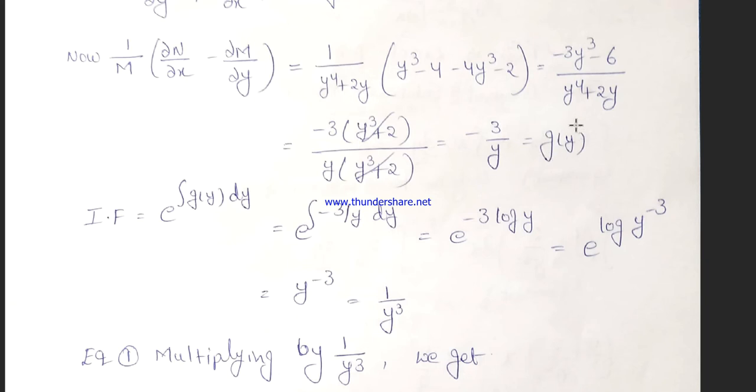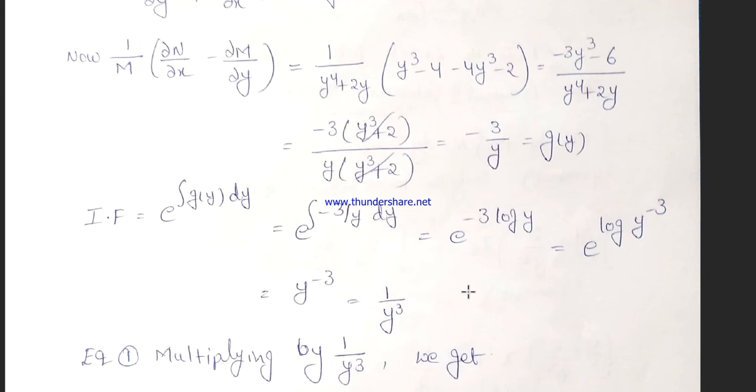It is a single variable function in y. So the integrating factor equals e power integral g of y dy, equal to e power integral minus 3 by y dy, equal to e power minus 3 log y. The integration of 1 by y is log y. Already we discussed how to write this one: e power log y power minus 3. So the value is y power minus 3, that is equal to 1 by y cube. Here the integrating factor is 1 by y cube.